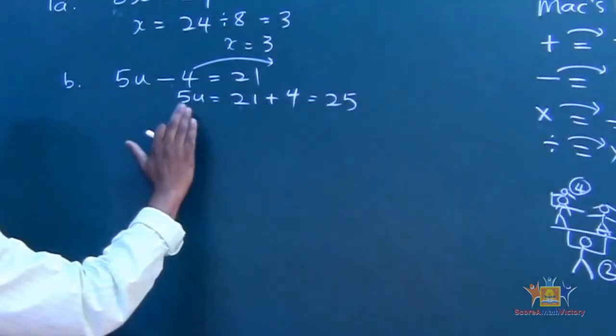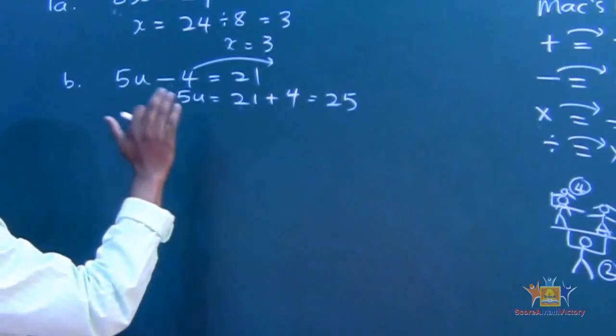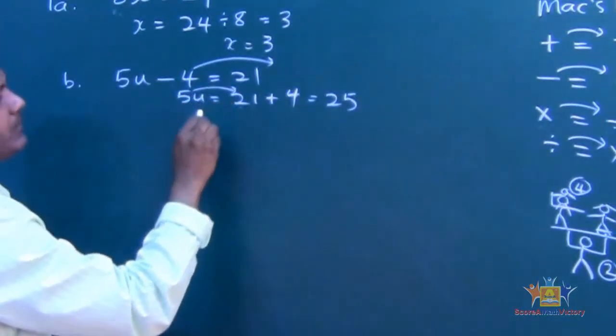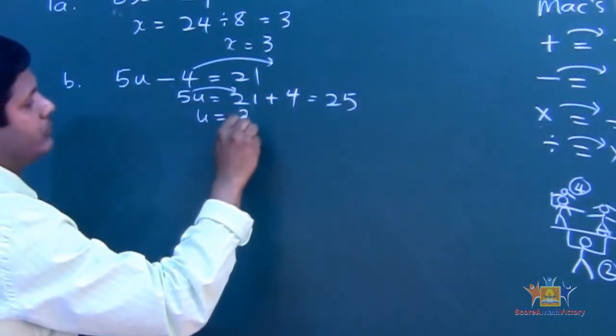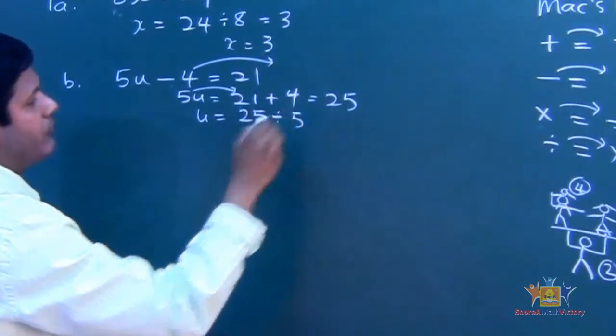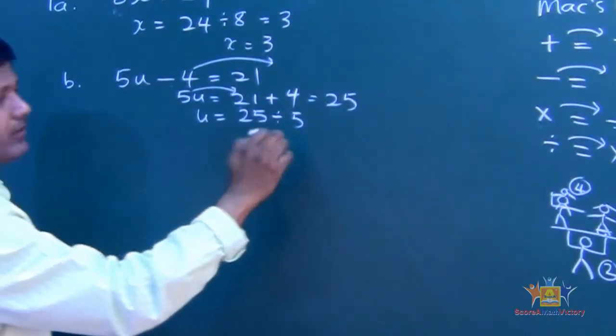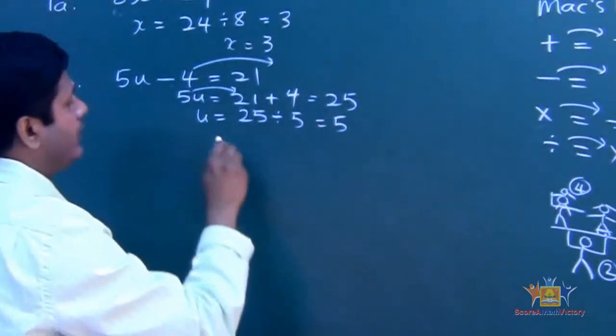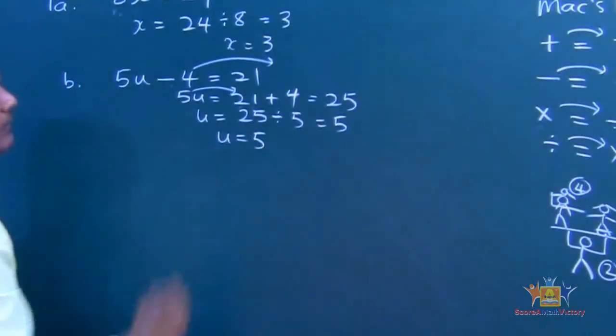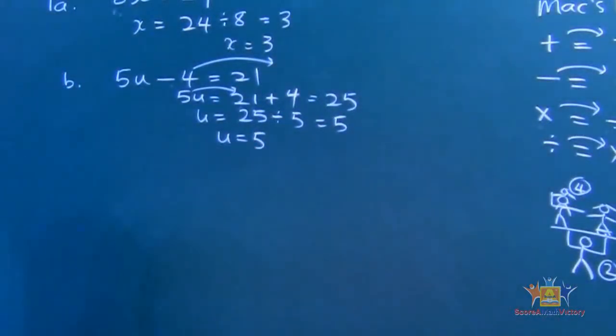And who's next? 5. What's 5 doing to u? Multiplying. Multiplication across the bridge becomes division. Okay, so 25 divided by 5. We know that 5 times 5 is 25. So u equals 5. Alright, you got it? Good job.